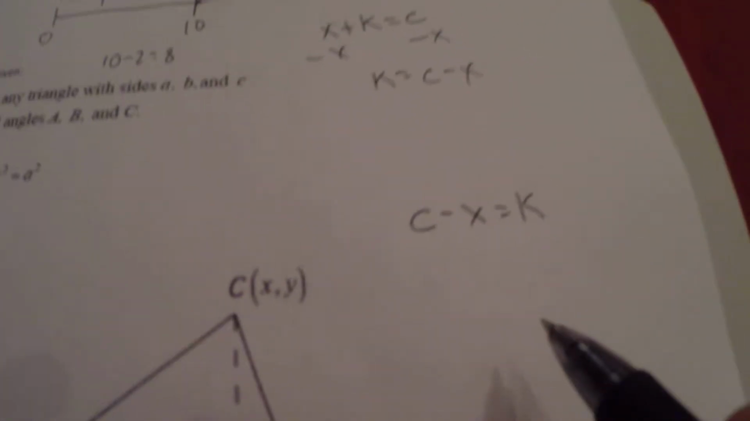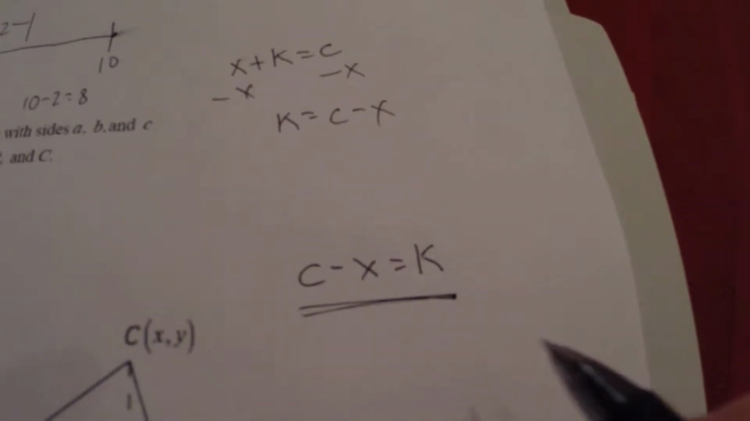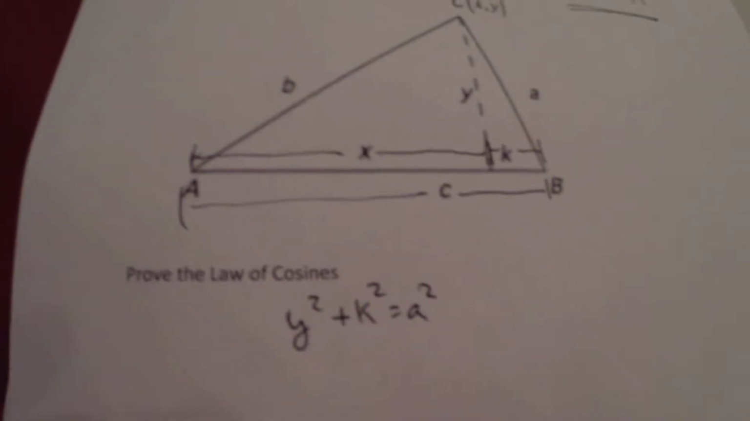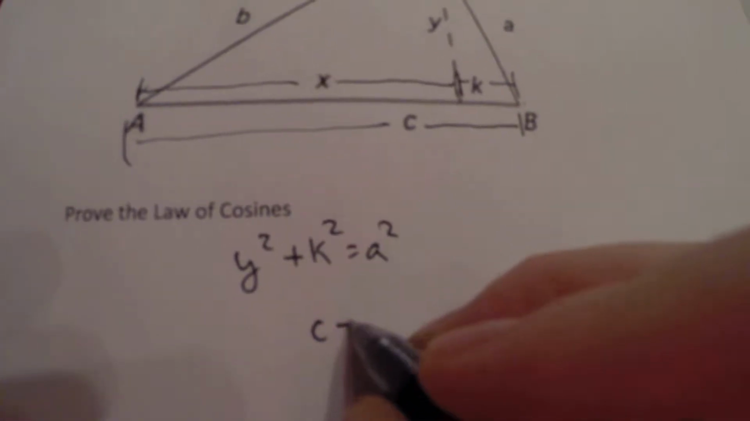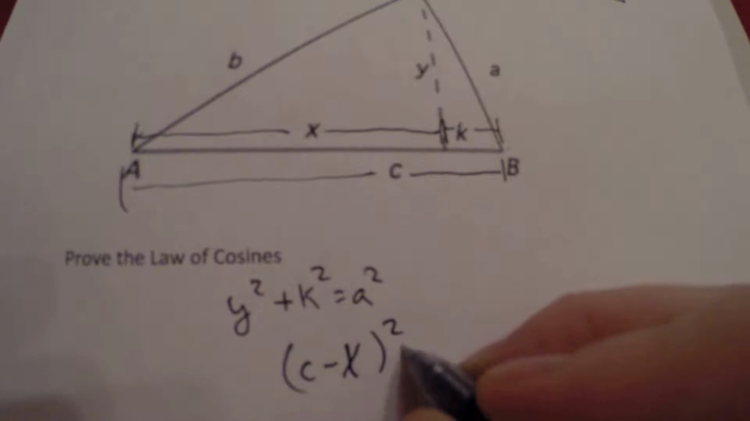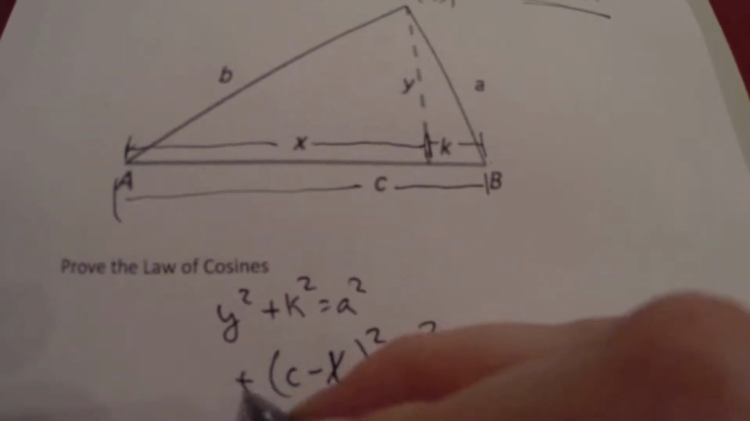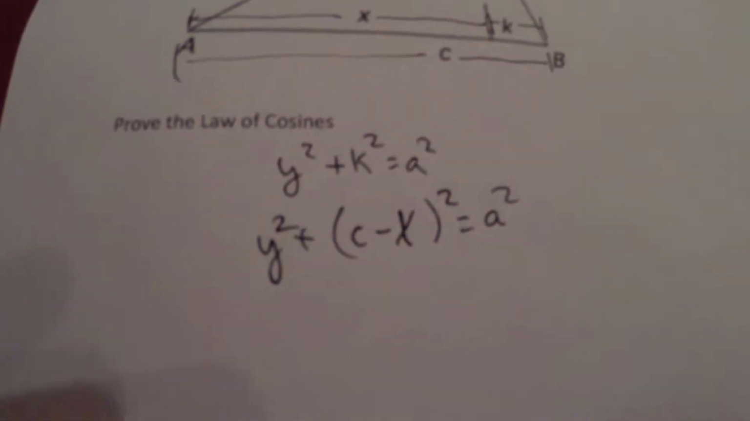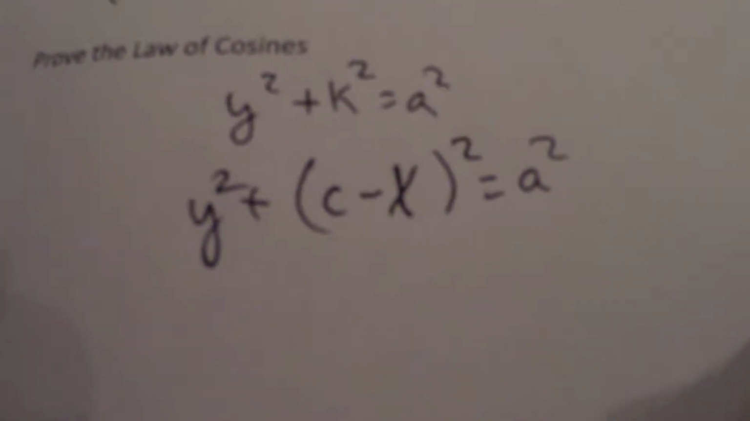Now, why am I spending so much time talking about C minus X is K? Well, if I have K here, I can replace it with C minus X. So I'm going to go ahead and do that. C minus X squared equals A squared plus Y squared. I recommend singing when you do math. It makes it funner.